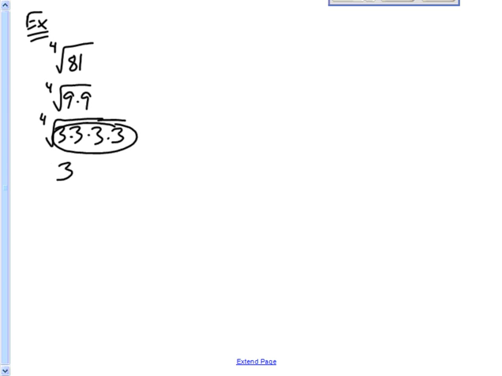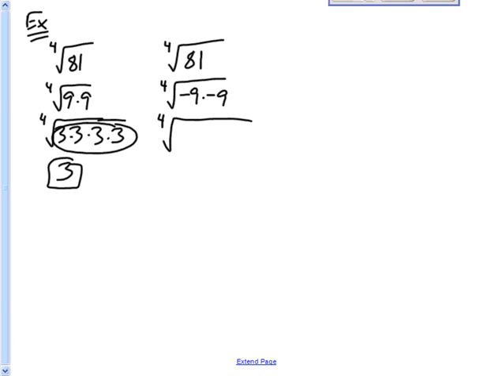For this fourth root of 81, couldn't we also say, isn't negative 9 times negative 9 positive 81? And how about negative 3 times negative 3, negative 3, and negative 3? Isn't that 9 times 9? That's 81. In other words, I have 4 of a kind: 1, 2, 3, 4. So negative 3 is also a root of this.